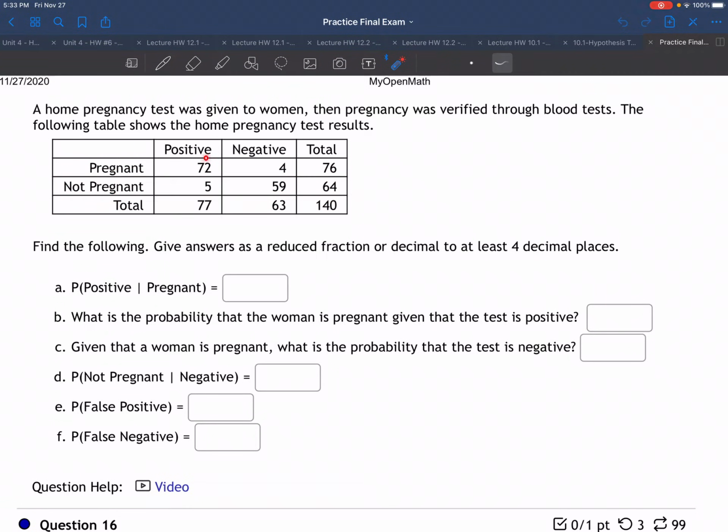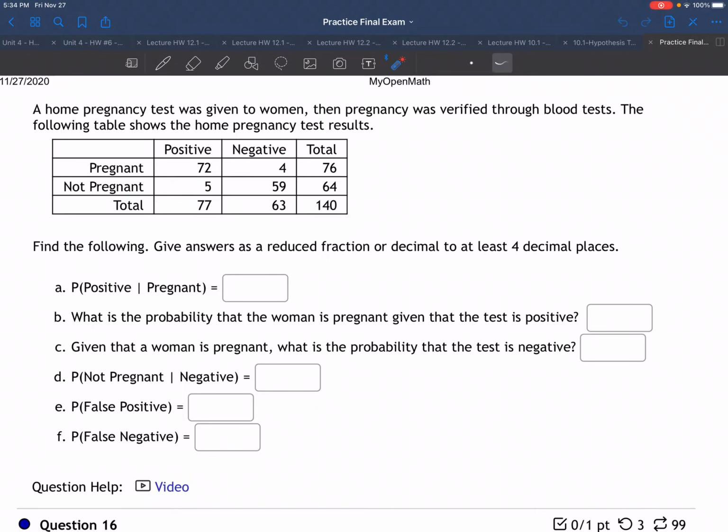So in other words, these 72 women right here are pregnant and they tested positive, as they should. These 4 women are pregnant but tested negative. That's a false negative. These 5 women are not pregnant, but they tested positive. It said they're pregnant. That's a false positive. And then these 59 women are negative and not pregnant. So they're not pregnant and they tested negative, as they should.